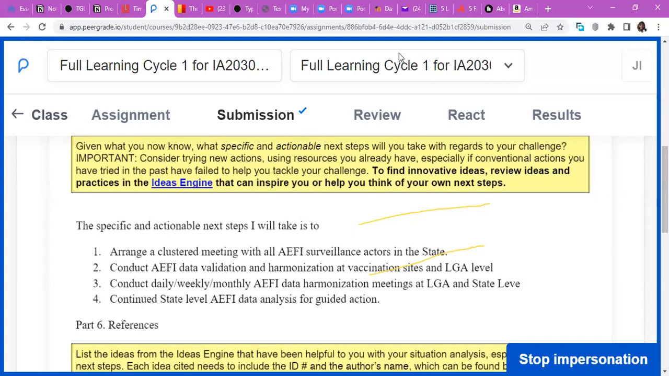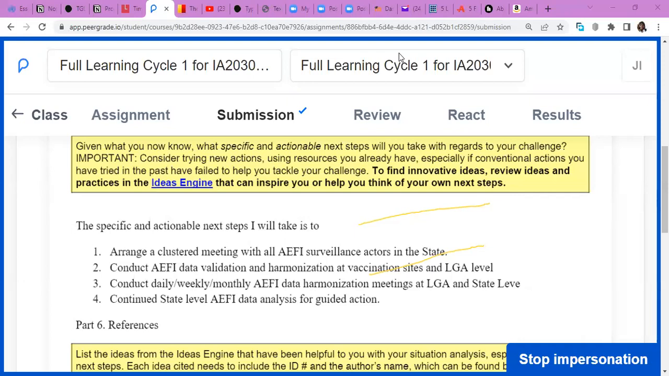So for my next steps, I'm thinking we should arrange a clustered meeting with all AEFI surveillance actors in the state, like we've done before. We should repeat it and conduct AEFI data validation. At the lower level, at area council or district level, we should sit down, look at all the data tools, look at all the reporting templates, and look at who is reporting what. We should conduct daily, weekly, or monthly AEFI data harmonization.